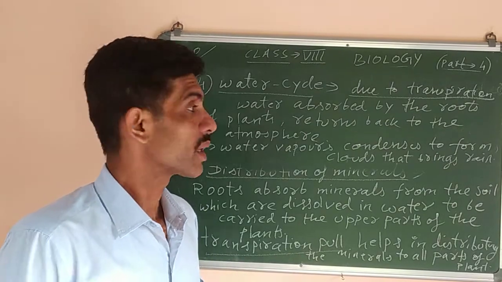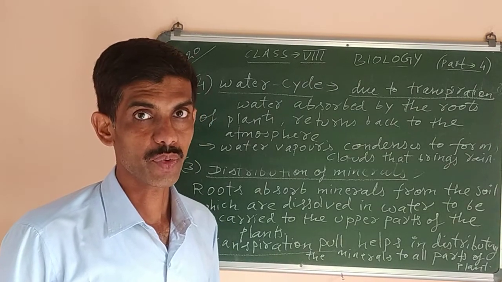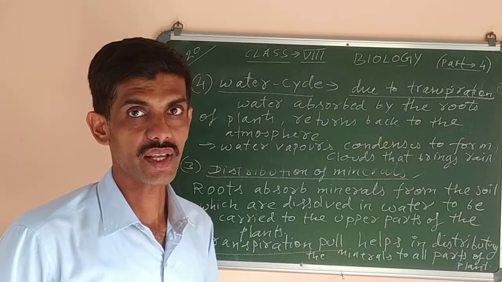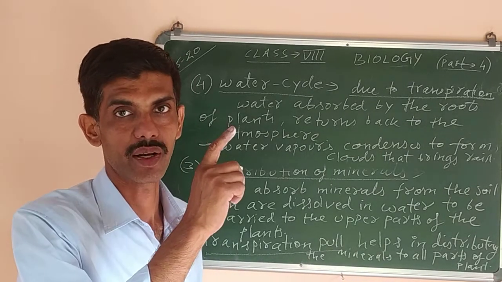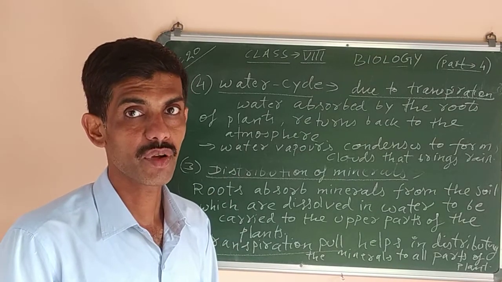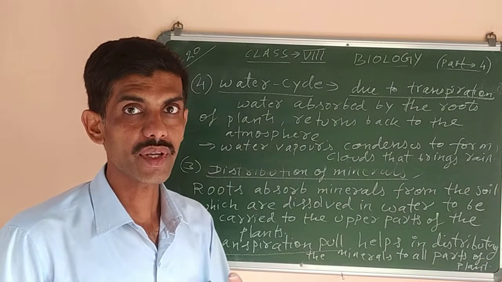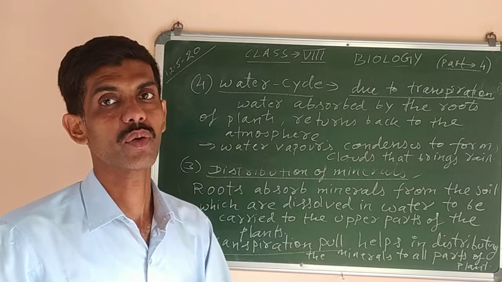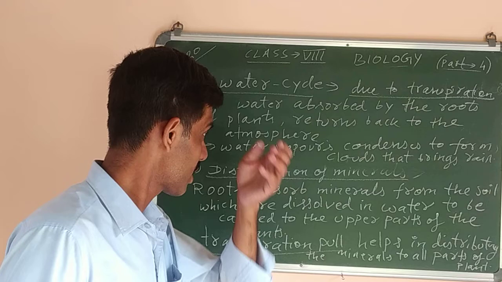The second importance of transpiration we studied was ascent of sap. What is ascent of sap? Movement of water and minerals from the soil to the upper parts of the plant. When the leaves lose water, it creates a suction force in the leaf cells that draws water from the leaf xylem. The leaf xylem will draw water from the stem xylem, and that will absorb water from the root xylem, and roots will absorb it from the soil. So this transpiration pull helps in the ascent of sap.